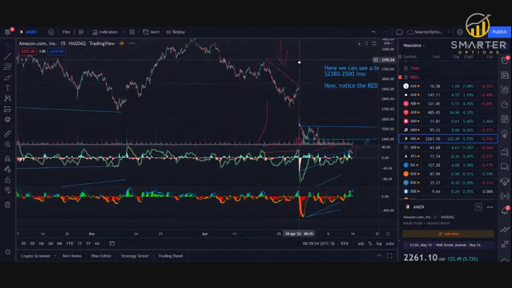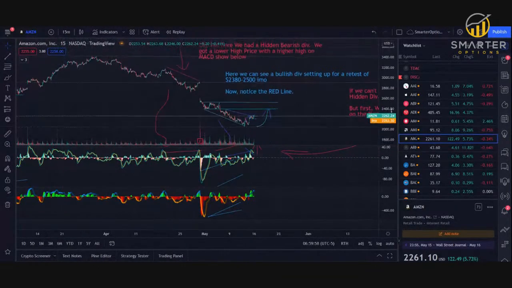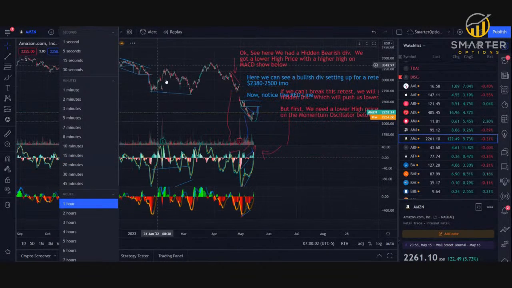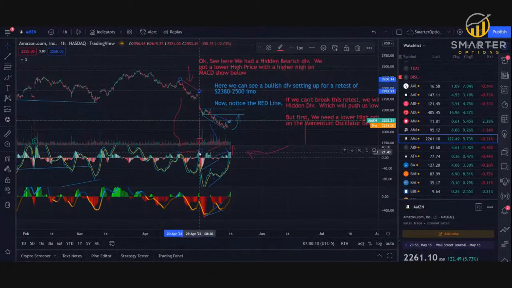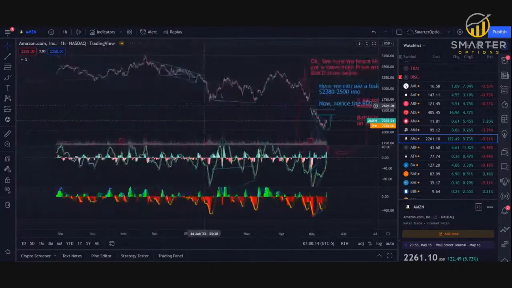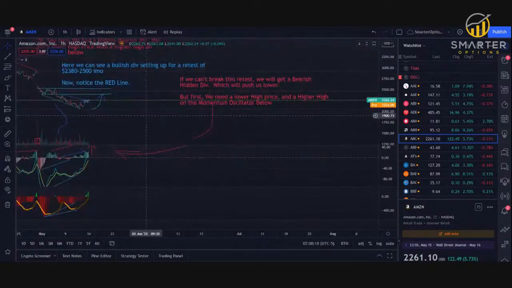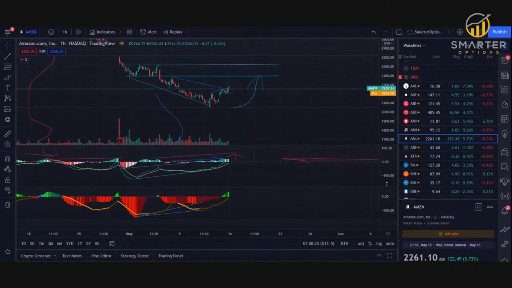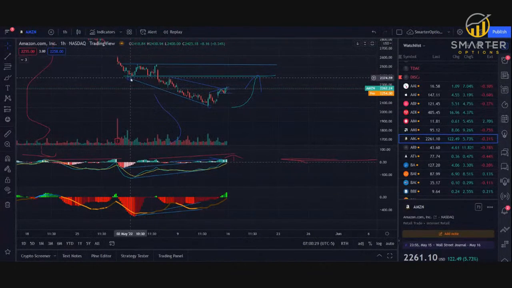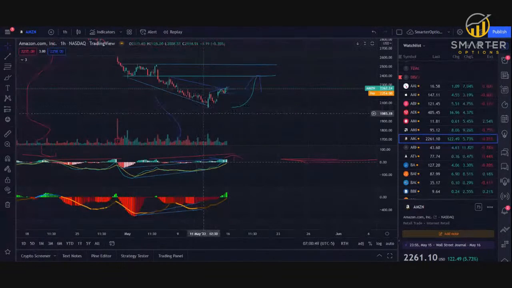Okay. Amazon, I posted this on my channel. We're going to go back and revisit this. I think I looked at this one on the 1 hour. So here you can see lower highs, higher highs. And what we're seeing right now is we were getting lower lows with higher lows. That's bullish divergence, okay? Lower lows, but higher lows. And that happens here and on MACD.